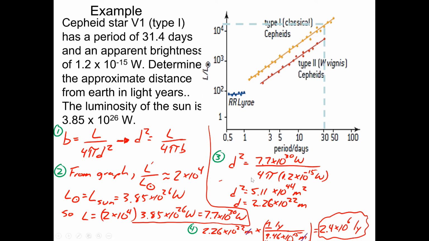Last part of this problem is I don't want the answer in meters, I want it in light years, so I come down here and I convert it from meters to light years. And you can see here, I get a value of 2.4 times 10^6 light years for Cepheid star V1. This calculation, performed in the early 1900s, had a profound effect on astronomers' and astrophysicists' understanding of the universe. Why is that? Let's go to the next slide.